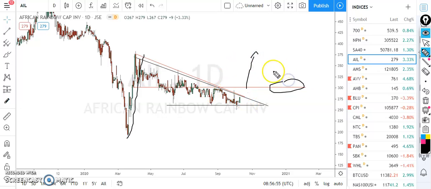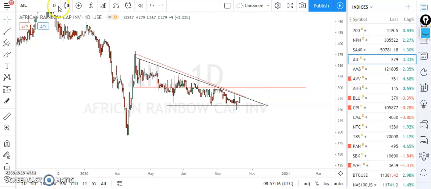So above the 3 rand area, I will get involved. I can see 1.75 here, 3.75. So that is a 2 rand move. So from about 2.75, I'm looking for 4.75. Above 3 rand I will enter, I will go for 4.75. Equal legs, that is what I'm looking for. But no break yet. African Rainbow Capital.